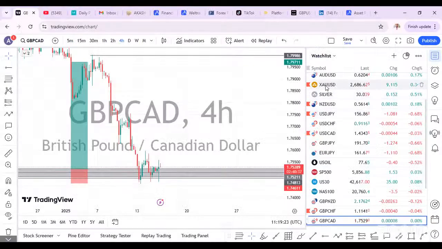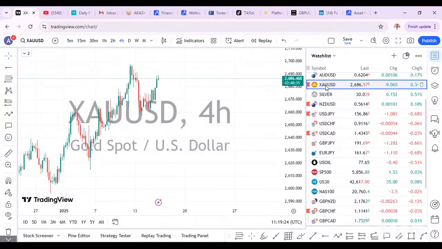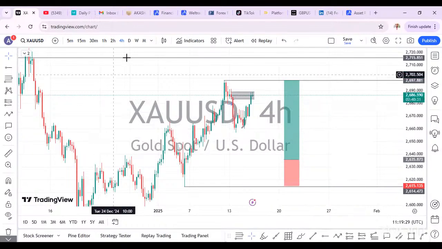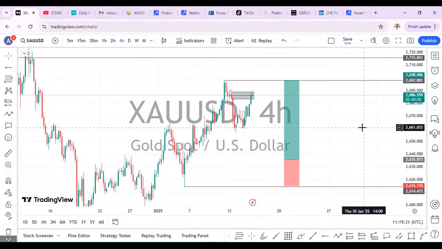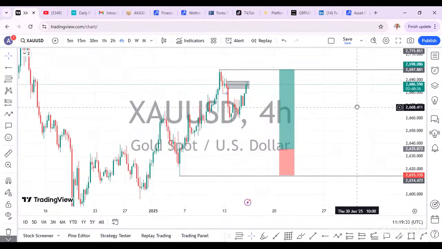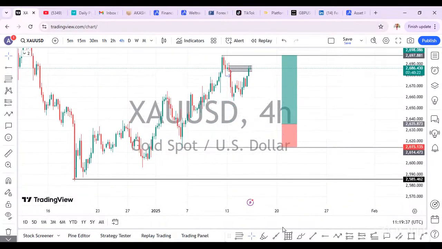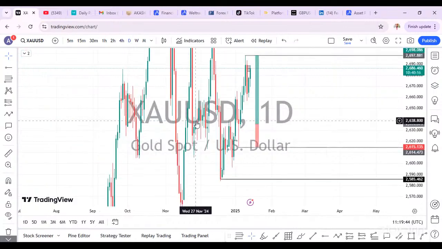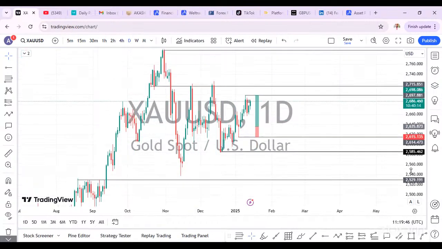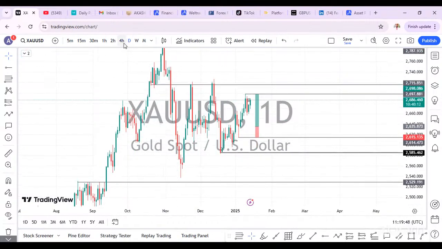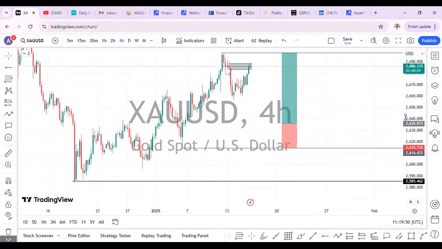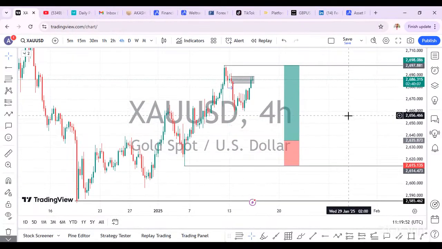Where is gold? Okay. So looking at gold, I will just analyze from 4 hours perspective directly. No need of going far. So first thing I want to look at is what is the structure of 4 hours. Daily, what is the structure of daily? Daily, we are bullish. It's very clear. 4 hours, we are bullish. So we start breaking down the chart from 4 hours, right?